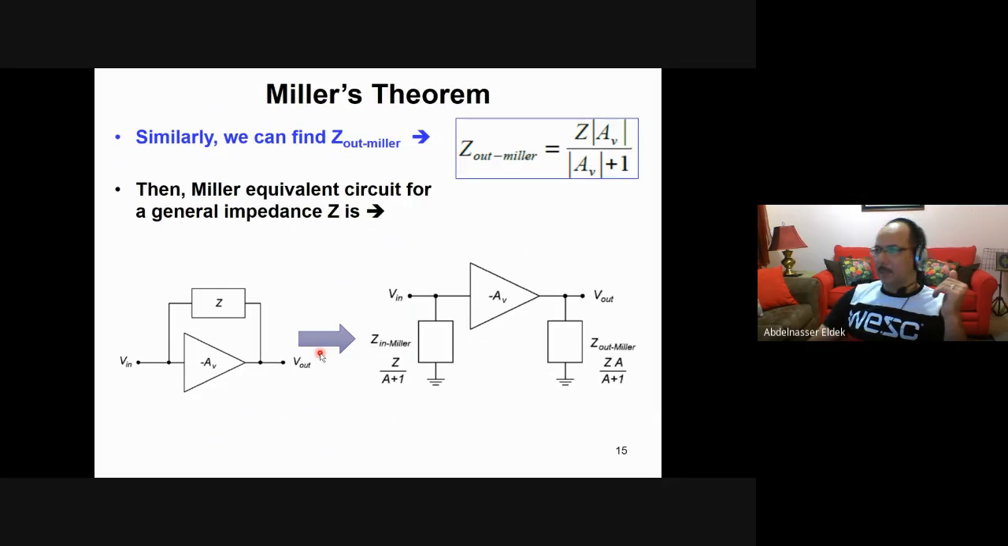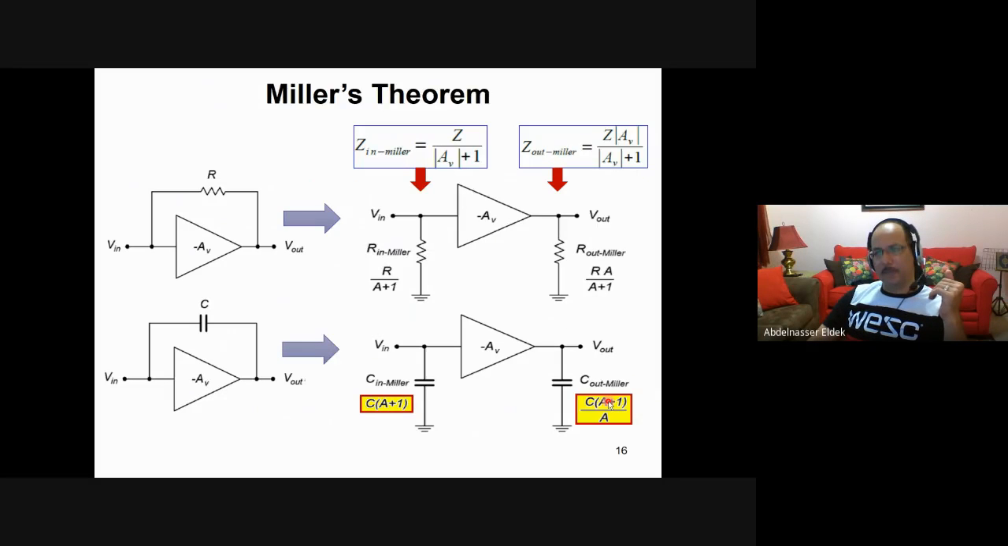But at the end, this is the formula that we'll use to replace this one by its Miller equivalent circuit. So we have Zn Miller and Z out Miller. If we have a capacitor instead of an inductor or instead of a resistor, then it will be very similar. If it is just a resistor, then you just replace Z by R. Here it is. If it is a capacitor, it will be a little bit different.